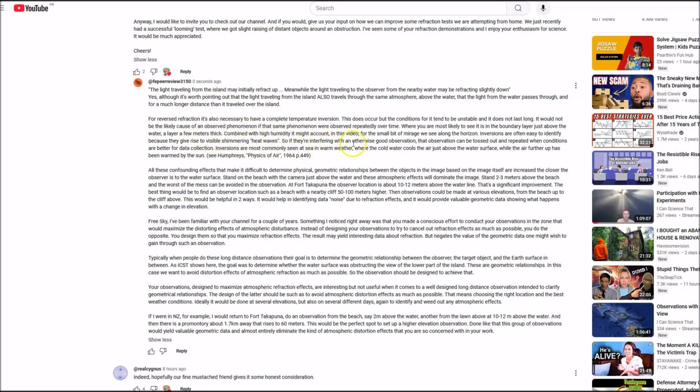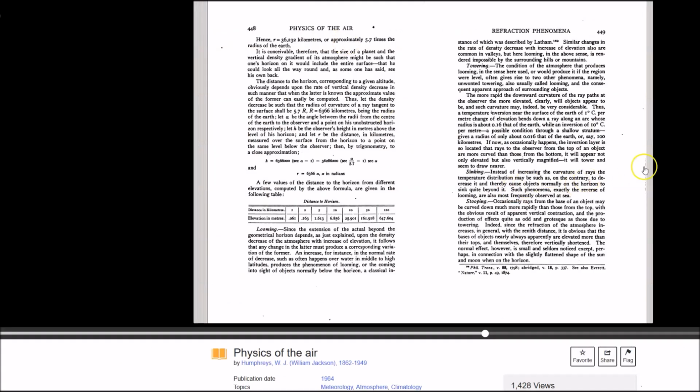So if they're interfering with an otherwise good observation, that observation can be tossed out and repeated when conditions are better for data collection. Inversions are most commonly seen at sea in warm weather, where the cold water cools the air just above the water's surface, while the air further up has been warmed by the sun. And then I gave them a reference that I think is useful. It's a book by a fellow named Humphreys, and it was page 449. I've got it here on archive.org.